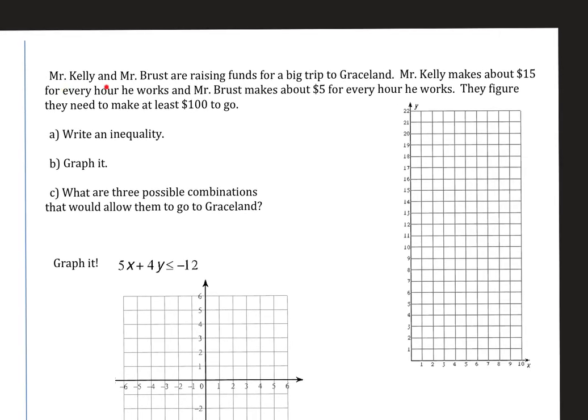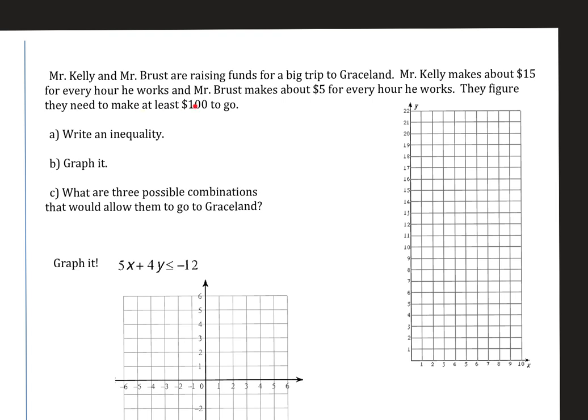You'll see. So Mr. Kelly and Mr. Brust are raising funds for a big trip to Graceland. They must be Elvis fans. Mr. Kelly makes about $15 for every hour he works, and Mr. Brust makes about $5 for every hour he works. Man, I think that's below minimum wage now, federal minimum wage. They figure they need to make at least $100 to go.